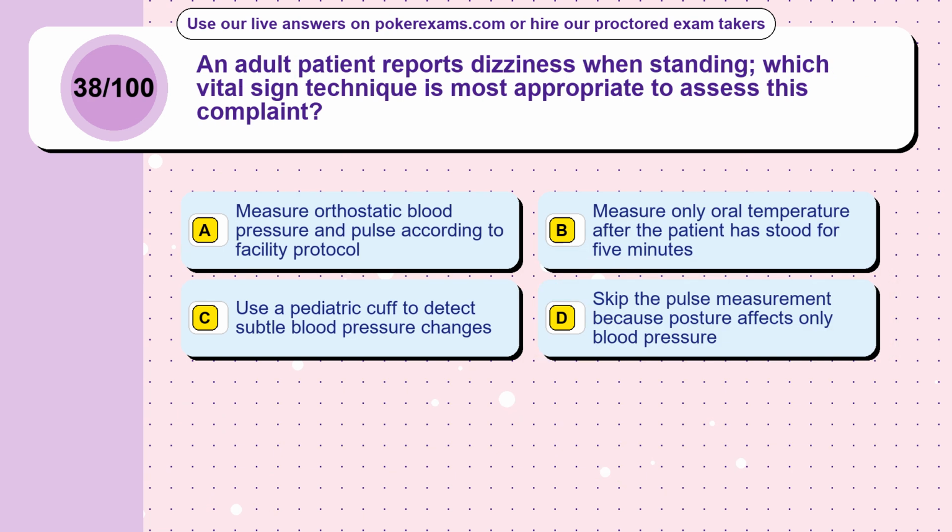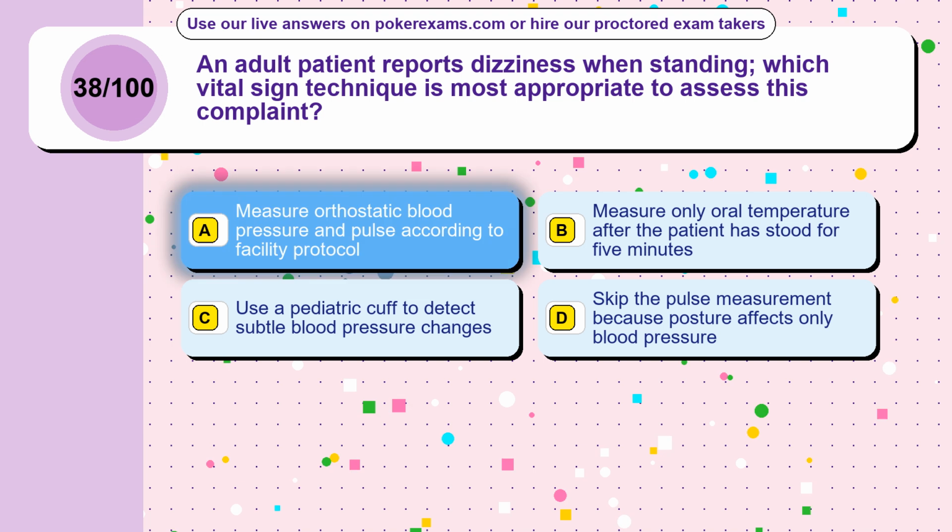Question 38. An adult patient reports dizziness when standing. Which vital sign technique is most appropriate to assess this complaint? Option A. Measure orthostatic blood pressure and pulse according to facility protocol. Option B. Measure only oral temperature after the patient has stood for 5 minutes. Option C. Use a pediatric cuff to detect subtle blood pressure changes. Option D. Skip the pulse measurement because posture affects only blood pressure.